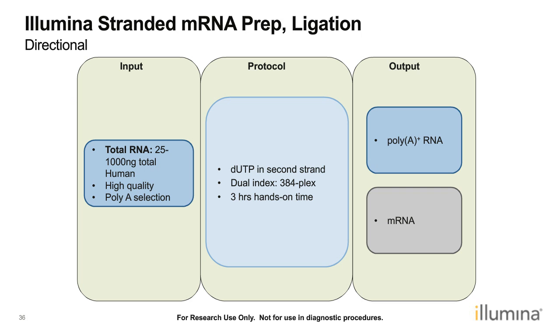As previously mentioned, Illumina Stranded mRNA prep ligation accommodates a lower input amount starting at just 25 nanograms of high-quality RNA, which we'll use for poly-A selection. This is a stranded kit which will support a plexity of 384 samples.